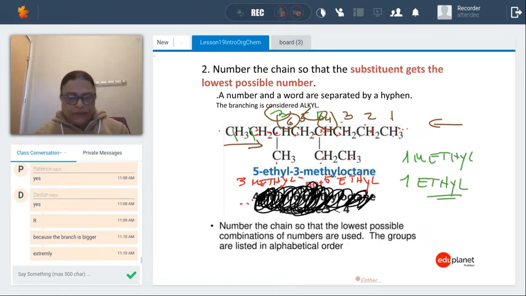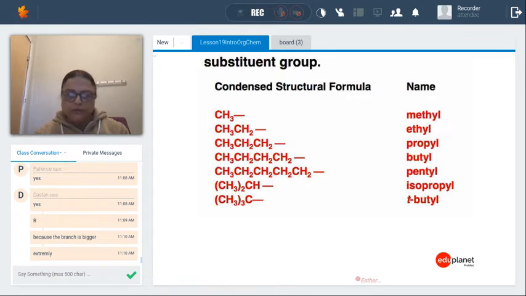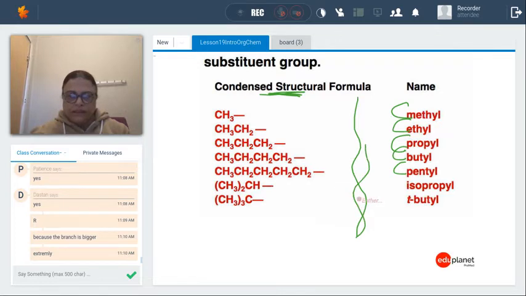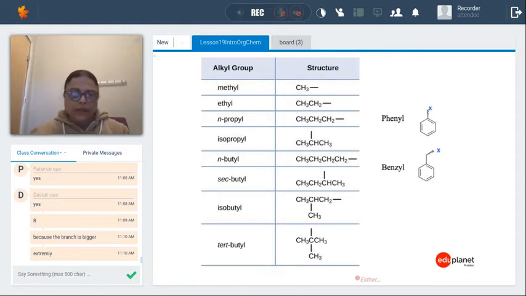So these are the rules. Here we have a nice summary of some of the branchings: methyl, ethyl, propyl, butyl, pentyl. The -yl tells you this is a branching, a substituent. And you have again methyl, ethyl, propyl.